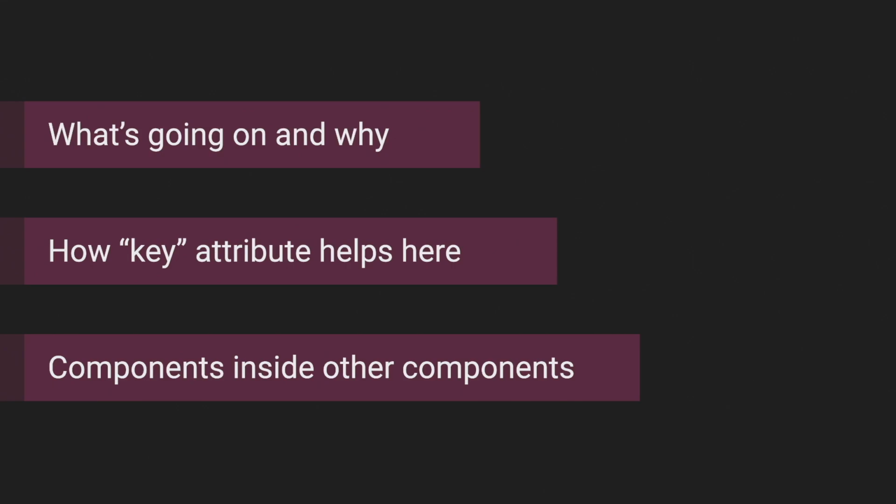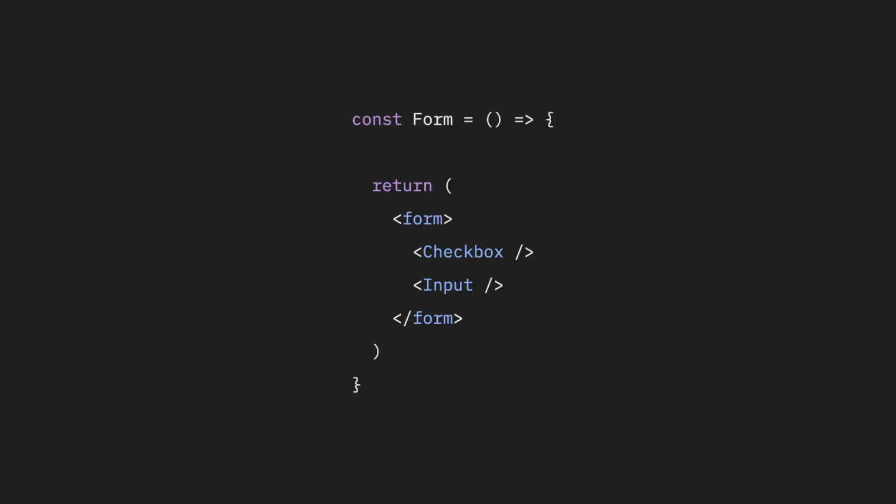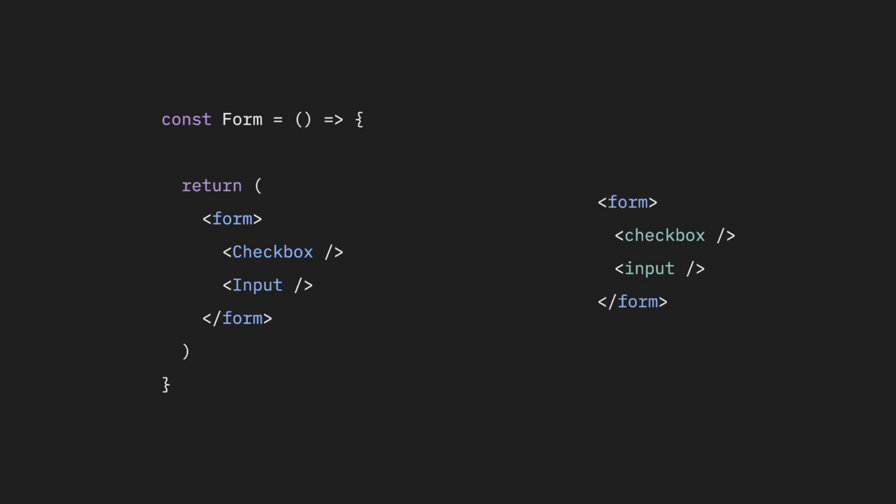Let's start with what this reconciliation thing is and why we should care. Let's take a look at this example. A standard form with the output of this form just normal HTML: form, checkbox, and input. But React actually doesn't operate on that HTML or DOM elements directly, like jQuery would in the old days. Direct DOM operations are quite slow.